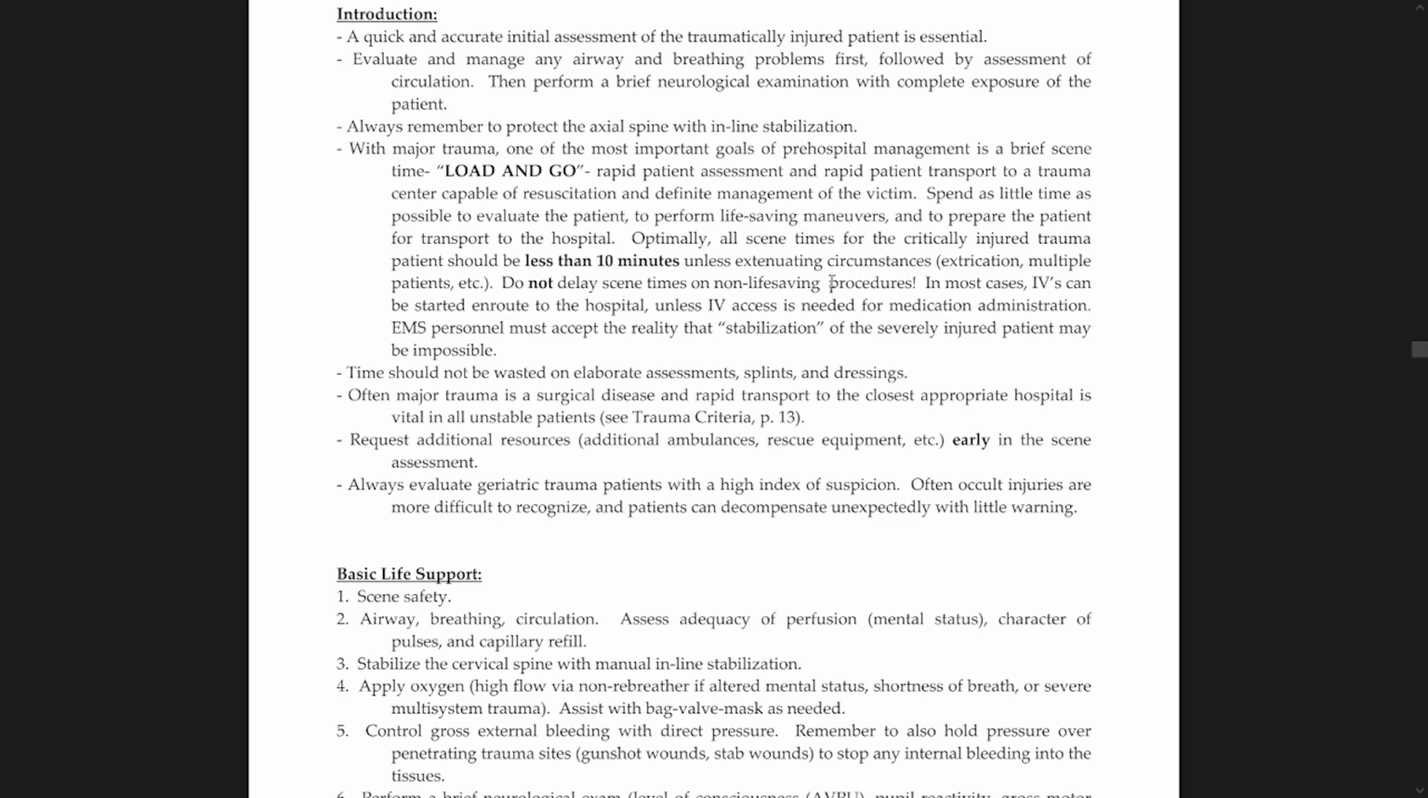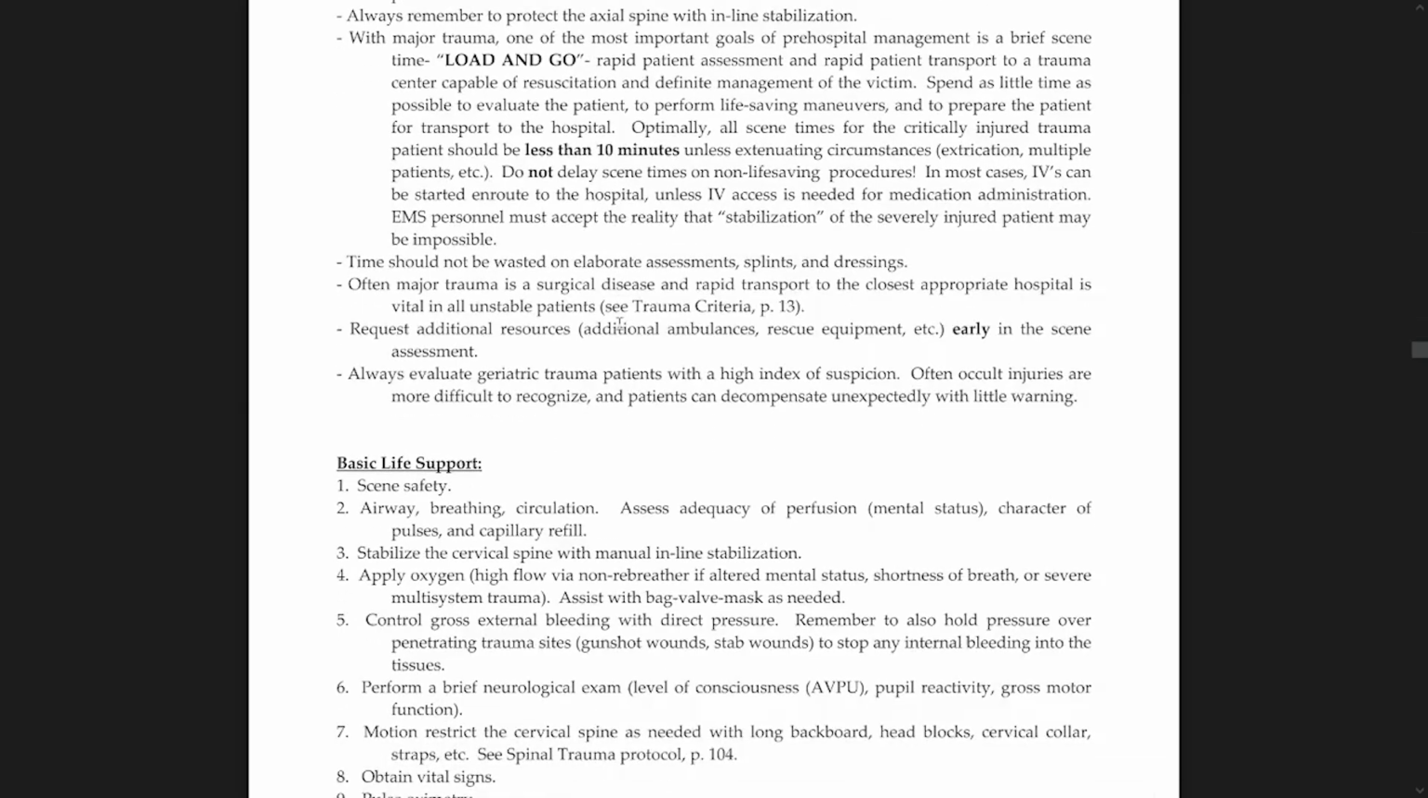In most cases, IVs can be started en route to the hospital unless IV access is needed for medication administration. EMS personnel must accept the reality that stabilization of the severely injured patient may be impossible. Time should not be wasted on elaborate assessments, splints, and dressings. Often, major trauma is a surgical disease, and rapid transport to the closest appropriate hospital is vital in all unstable patients. See Trauma Criteria, page 13.